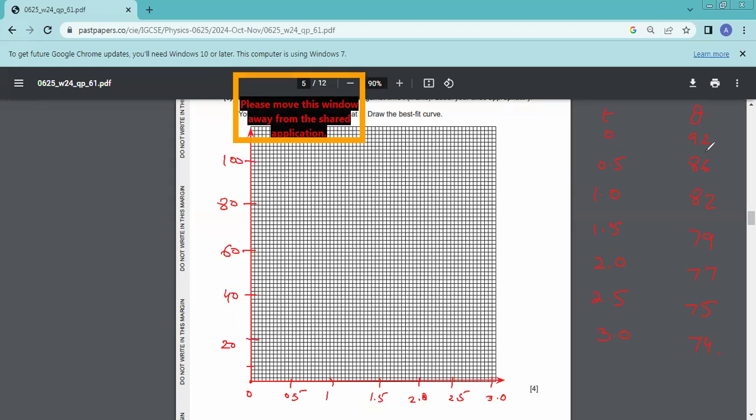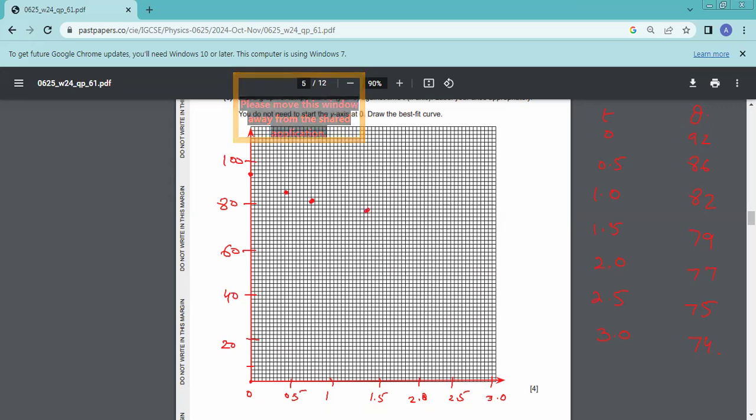So at 0, the value is 92. So this would be almost like, if this is 90, this is the point. Then at 0.5, it's 86. So this is the value at 0.5, 86. At 1.0, it's 82. At 1.5, the value is 79. So if this is 70 and this is 79, this will be the value at 1.5.